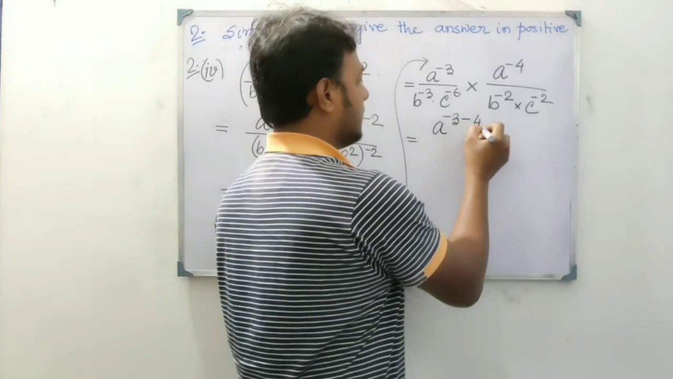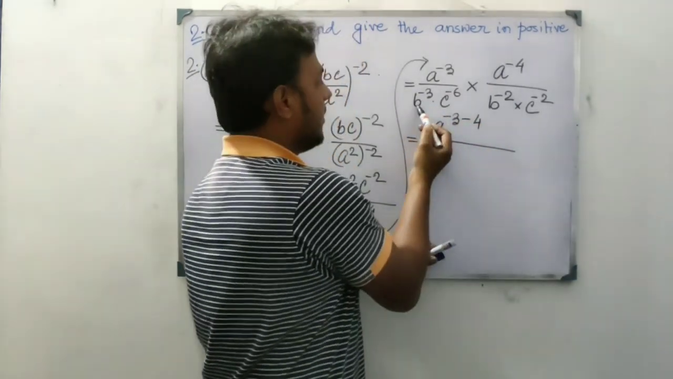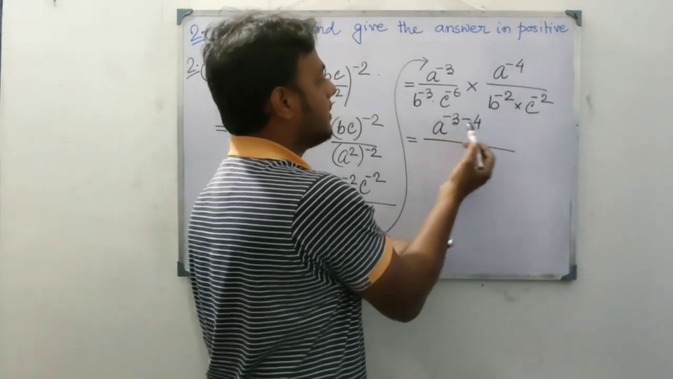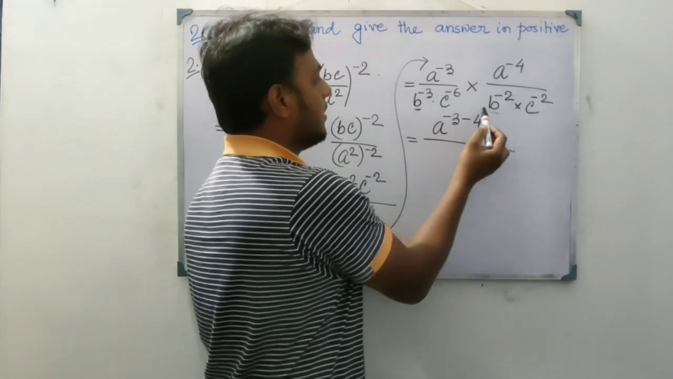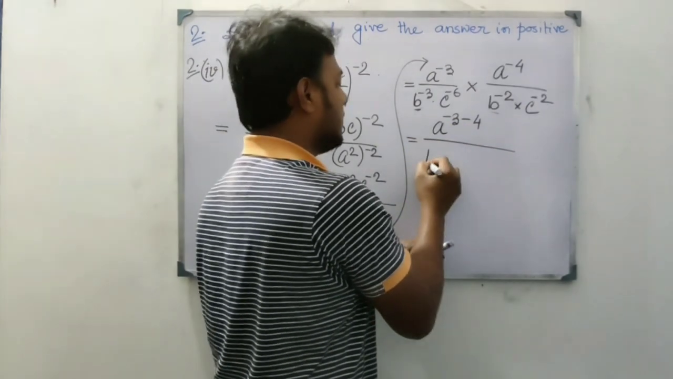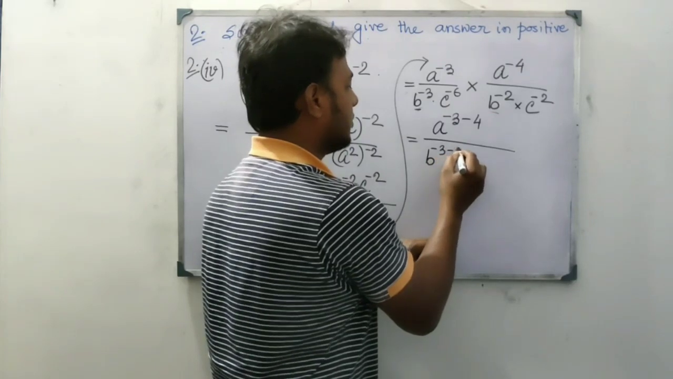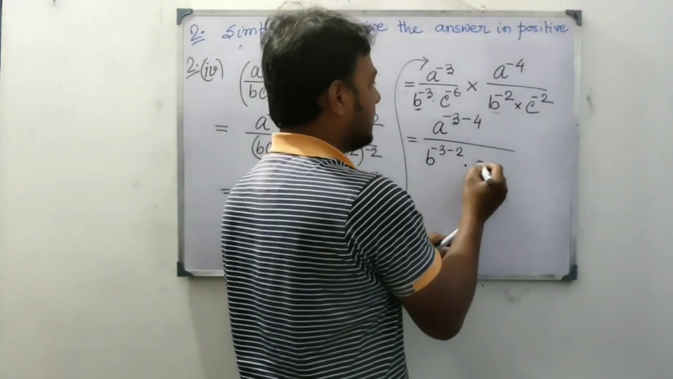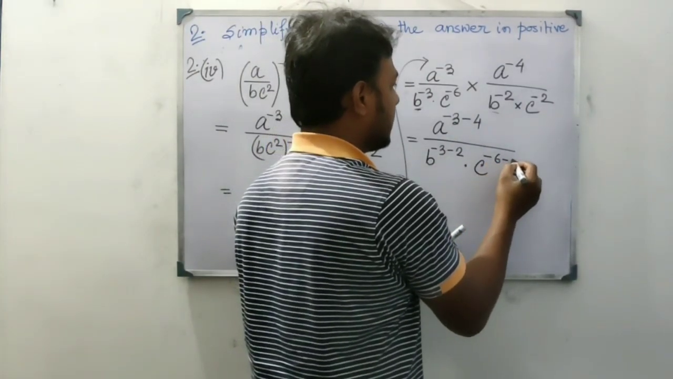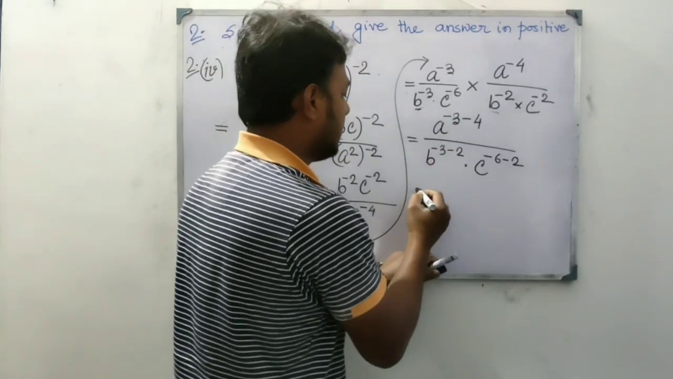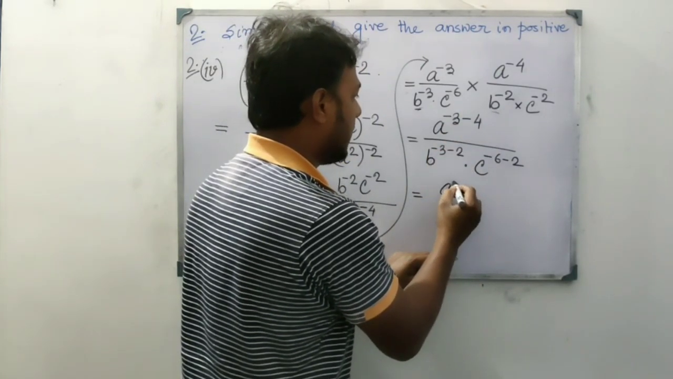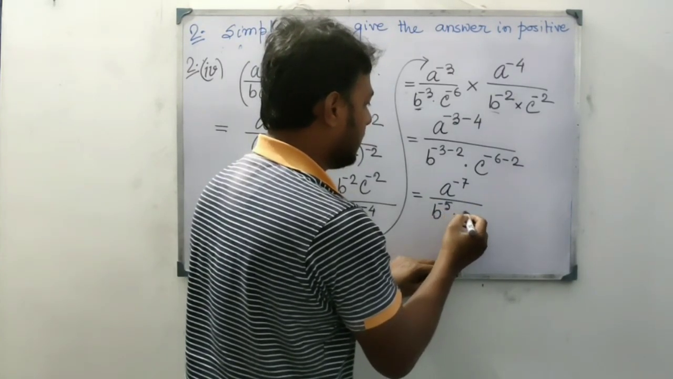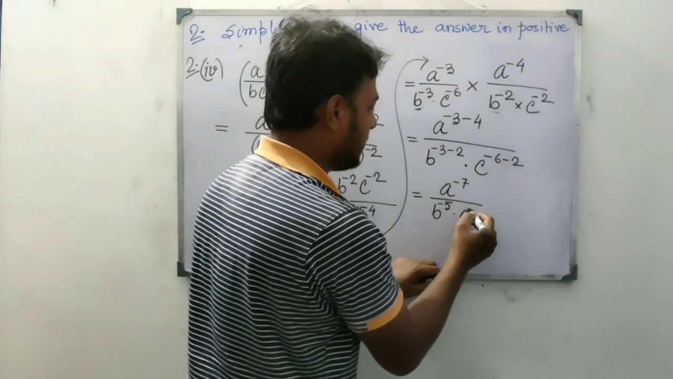So minus 4 by, in denominator, b to the power minus 3 into c to the power minus 6, into b to the power minus 2 into c to the power minus 2. For this b and this b, these two have the same base, so we can use that rule again, minus 3 minus 2. We have added here, but plus of minus 2, that is why minus 2. And for the case of c, it will be c to the power minus 6 minus 2, in a similar manner. Now simplify. In numerator, it is a to the power minus 7. In denominator, b to the power minus 5 into c to the power minus 6 minus 2 means minus 8.